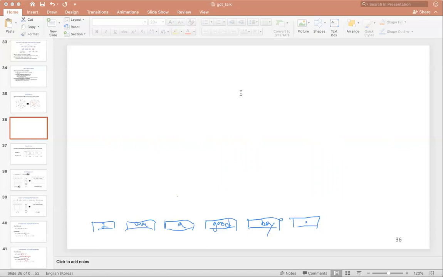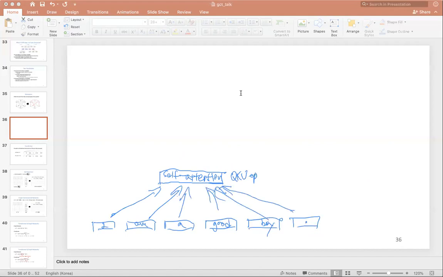First, there's a self-attention part. Oh, this is wrong. So this is the QKV operation. And after you do this, everything goes in here, and then you get the same number of context vectors out of it.